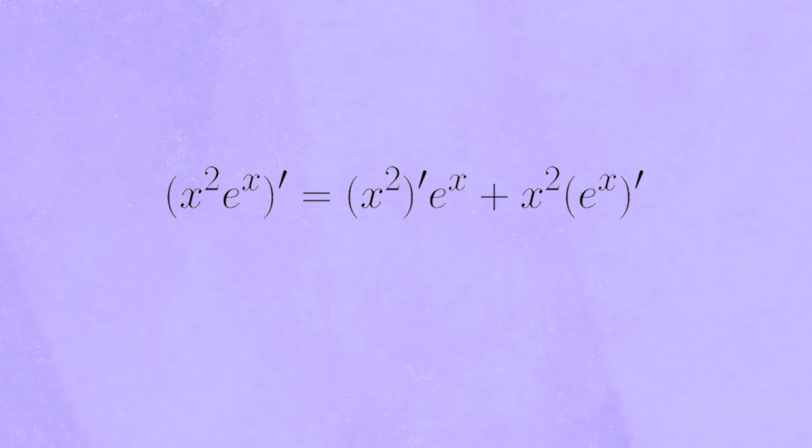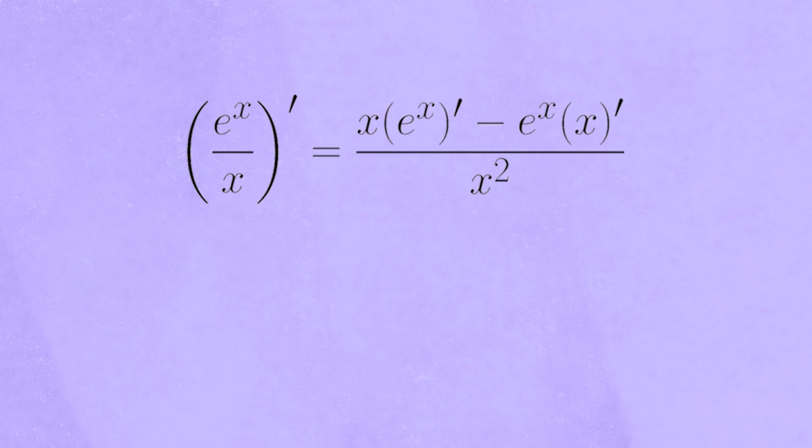Let's compute some examples. The derivative of x squared e to the x is the derivative of x squared times e to the x plus x squared times the derivative of e to the x, which is 2x e to the x plus x squared e to the x. Also, the derivative of e to the x divided by x is x times the derivative of e to the x minus e to the x times the derivative of x all over x squared. This simplifies down to x e to the x minus e to the x all divided by x squared.